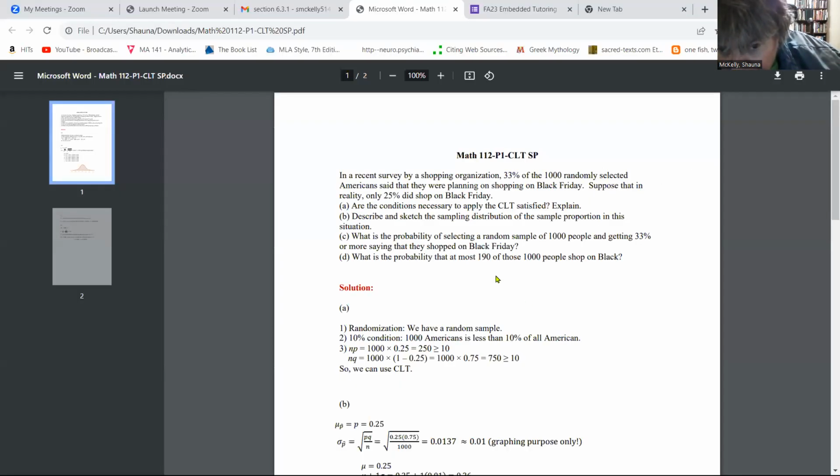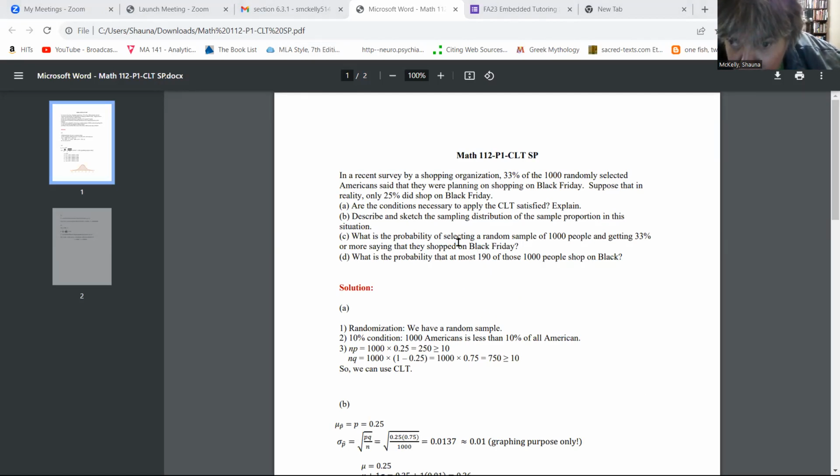It says this: in a recent survey by a shopping organization, 33% of the 1,000 randomly selected Americans said that they were planning on shopping on Black Friday. Suppose that in reality, only 25% did shop on Black Friday. Okay, so before we sort of dive into this, which can be really tempting to do, let's think about what this is actually saying to us.